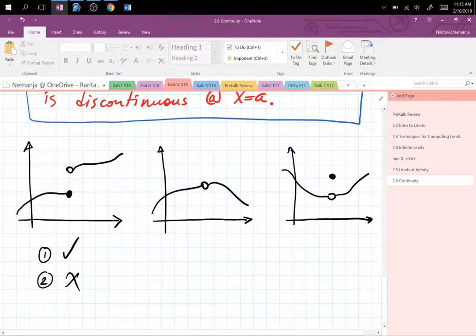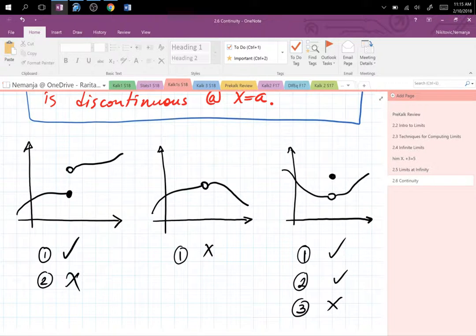How about the next one? Rule one is out. There's no need to go past that. Rule two is okay, but then again you can't do rule three because rule one was dead. And the last one, by process of elimination: first rule holds, second rule holds, and the third rule is out, because your function value is where the black dot is, and your limit value is where the open circle is, and they're clearly not the same value to satisfy the third rule.